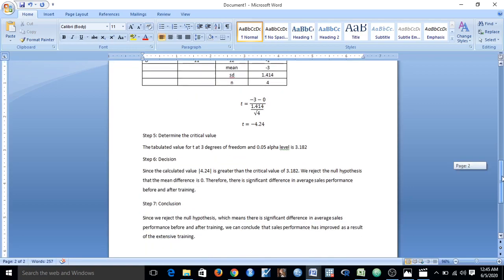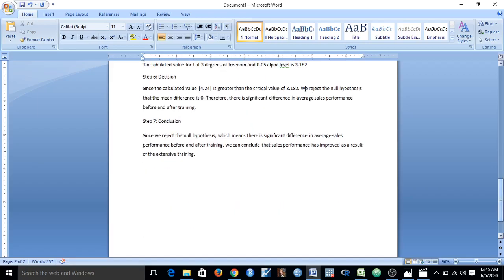So therefore it means there is a significant difference in average sales performance before and after. What we are saying in essence is that average sales performance before and after training are not the same. So we conclude, since we reject our null hypothesis, that there is a significant difference in average sales performance before and after training. So we can conclude that sales performance has improved as a result of the extensive training.